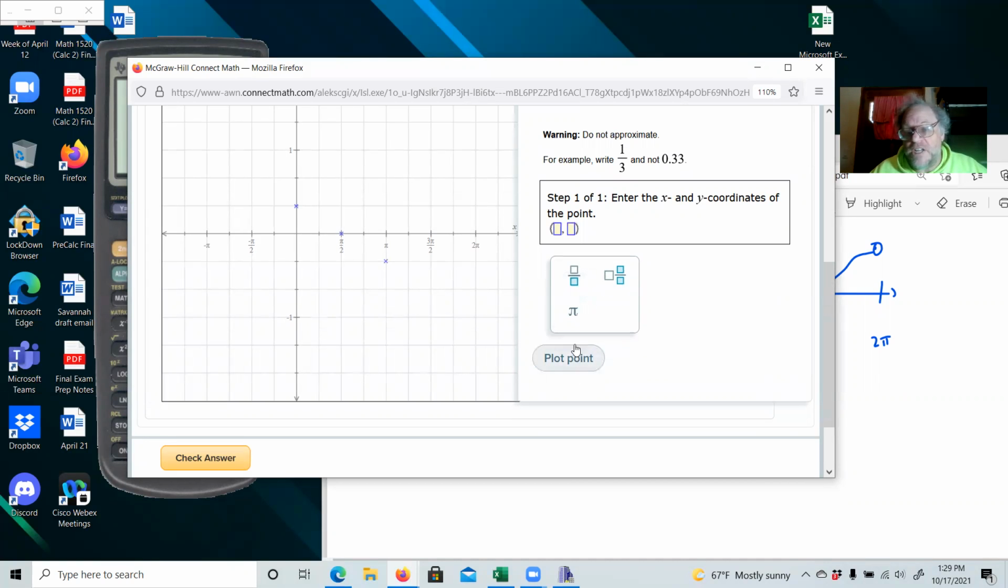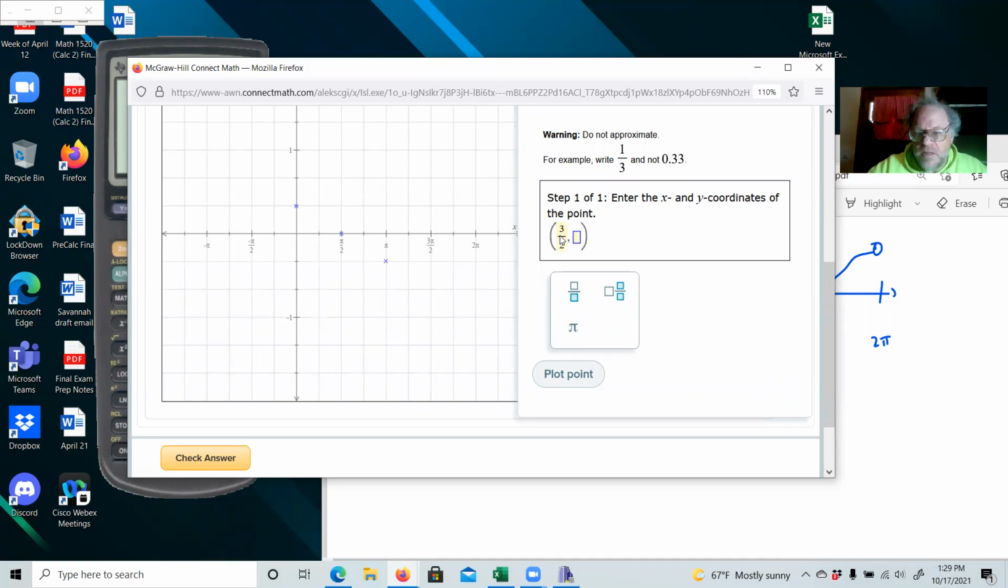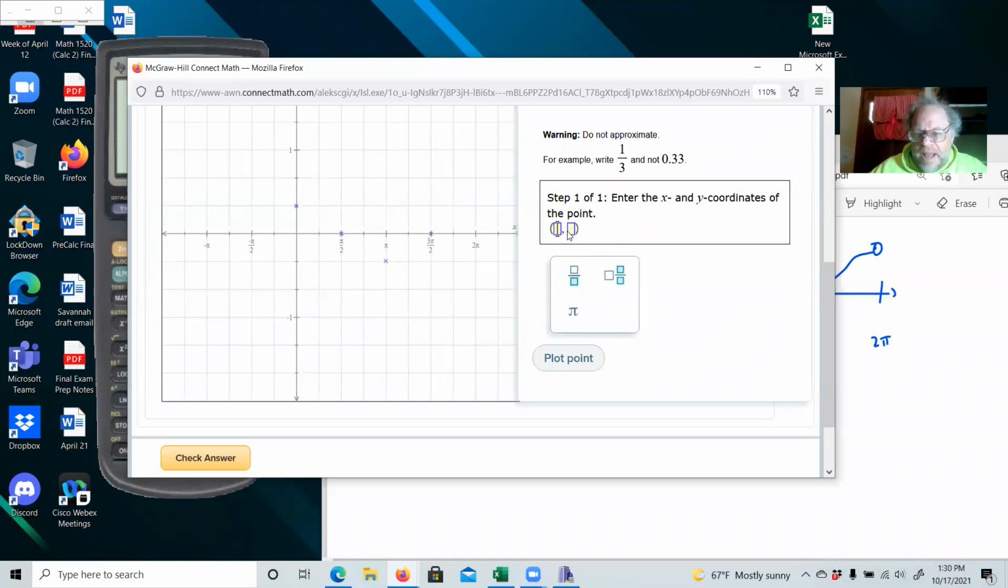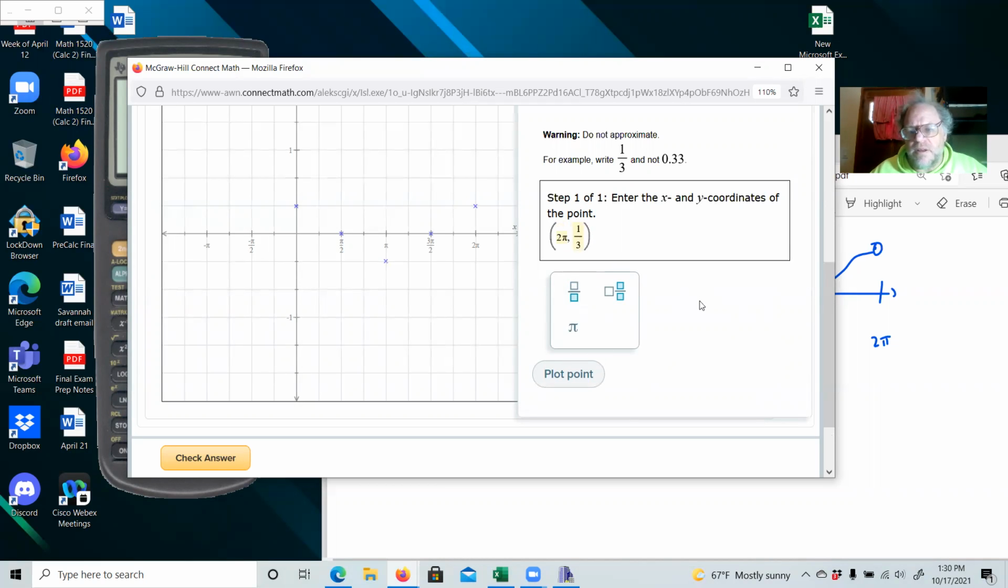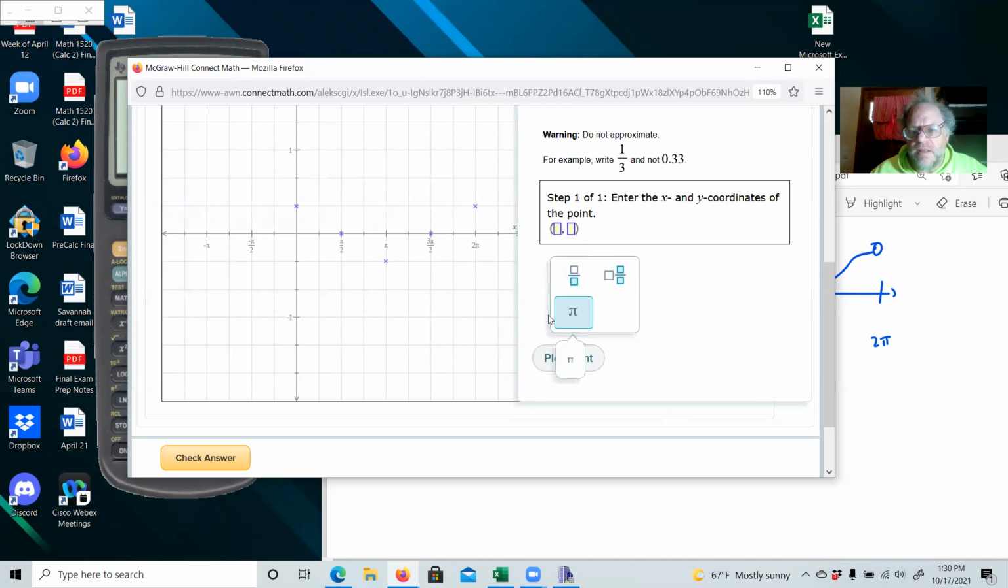Okay, and they really do want you to use the fraction. They don't like it when you use like 0.333. They really don't like that. So we have 3 pi over 2, and we are back at 0, plot the point. And then we have 2 pi, and our max value again is 1/3. All right, plot point. And that should give us some values there.